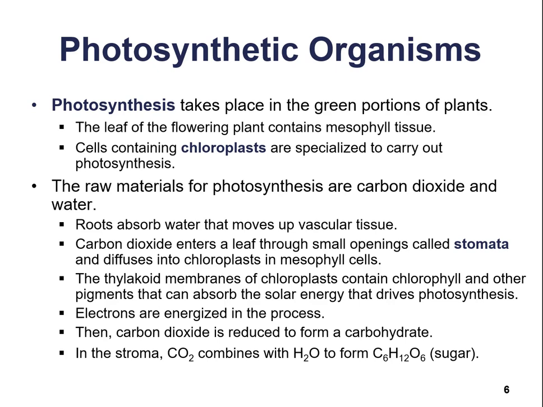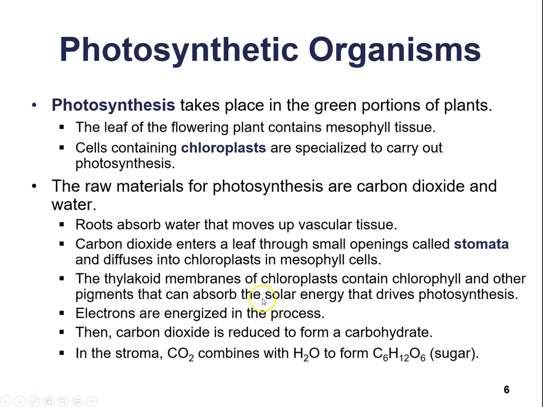Okay, so in terms of how the plant accesses those raw materials, water is going to come in through the roots, move up through the vascular tissue and get to the leaves. Carbon dioxide will actually enter through the leaf in small openings called stomata, and then it will diffuse into the chloroplast. Carbon dioxide is not going to come in from the roots because carbon dioxide is in the atmosphere.